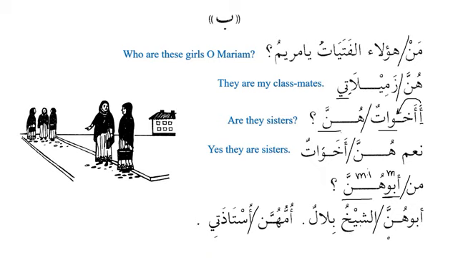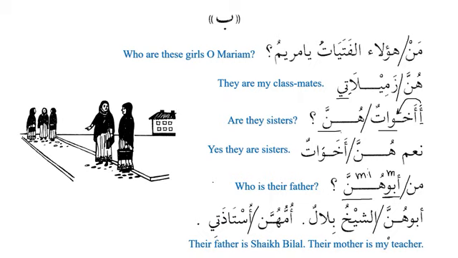So because it is mawsuf and sifa, that's why we will say ash-shaykhu Bilalun. This information is very important, please note this down. Abuhunna ash-shaykhu Bilalun, their father is Sheikh Bilal. Ummuhunna ustadati, their mother is my teacher. So ustadati, my teacher. Ustadun, masculine teacher. Ustadatun, feminine teacher. And ustadati, my teacher.